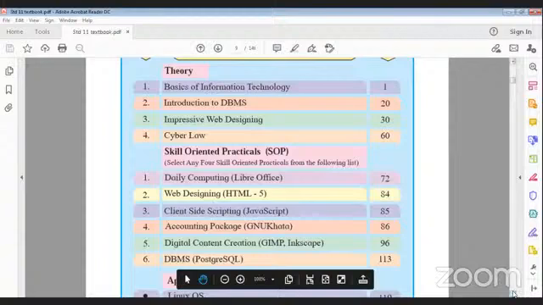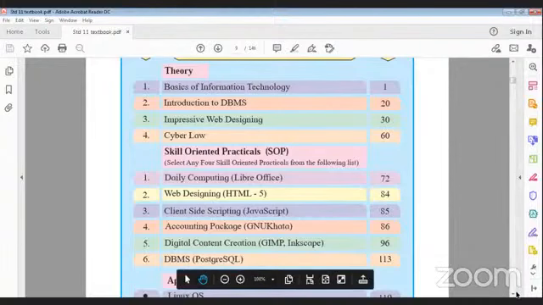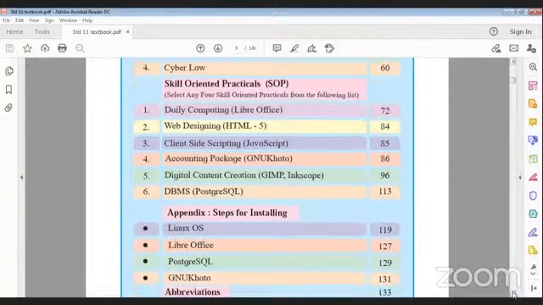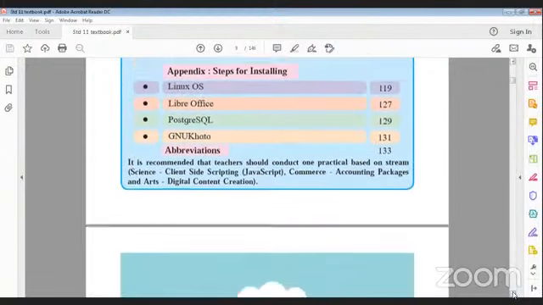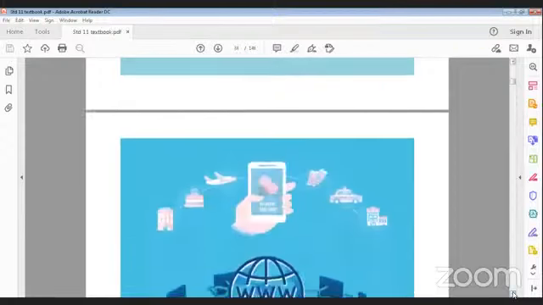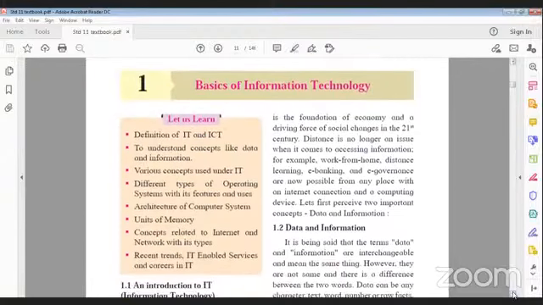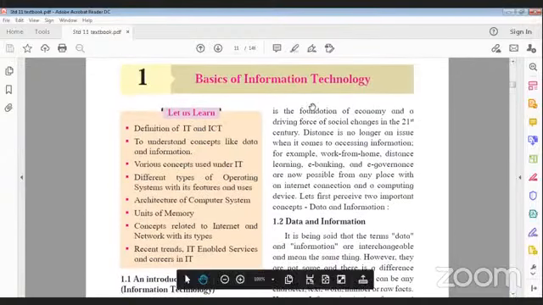I told you all I'll be giving you a brief paper pattern next time, also the explanation of SOPs, how the SOPs will be conducted, how the theory will be evaluated, and all that. I hope there's no doubt. Now, moving on to chapter 1. Your chapter 1 is Basics of Information Technology. That's on page number 1 of your textbook.